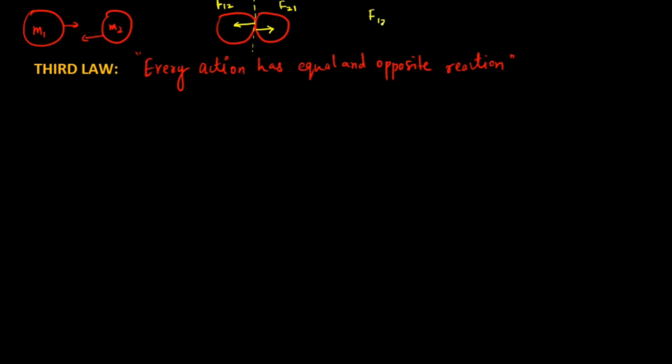So this F12 is always equal to negative F21, where this negative sign shows the direction between action and reaction forces. This action force is the force applied by the first object, which might be moving very fast. If this is valid here, it must be valid everywhere, because this is what a law is. If it is a statement, it should be valid in all circumstances.